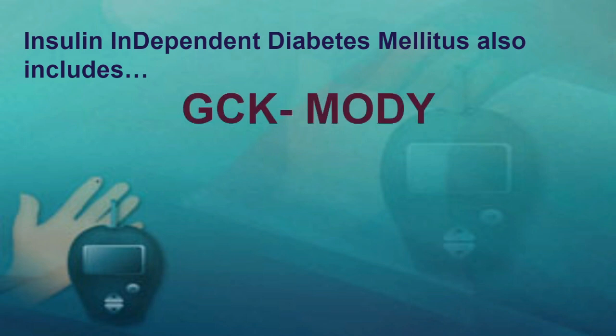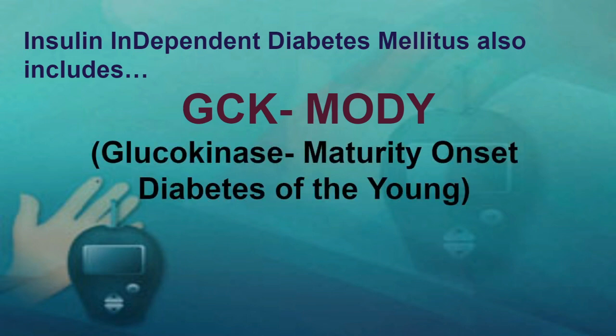Now, very importantly, also listen that insulin independent diabetes mellitus, or we can say type 2 diabetes mellitus, also includes GCK MODY. That means glucokinase maturity onset diabetes of the young. So in the young person also, because of the defect, or we can say mutation, of the glucokinase enzyme, diabetes mellitus can occur. Now what is the role of this glucokinase? Why is it very important?